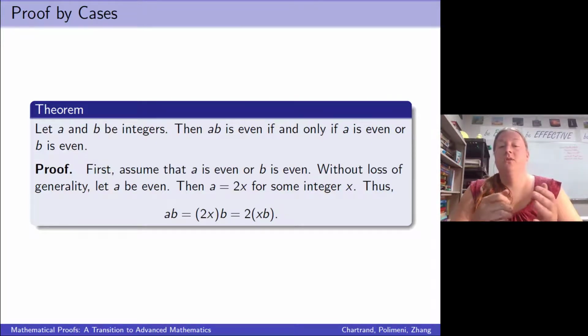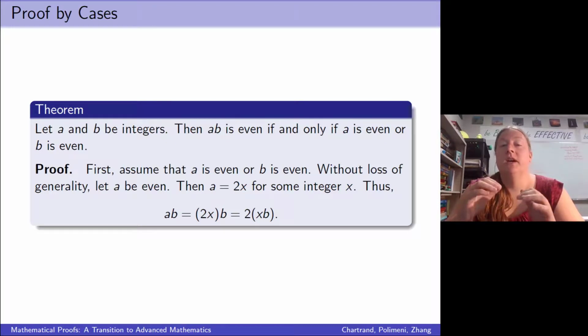So we're going to first assume that a is even or b is even. Without loss of generality, we can choose one of them to be even. So let's say a is even. That without loss of generality tells us that it doesn't matter if it's a or b that's even, the result's going to work out the same. So we're going to work, though, under the condition that a is even. So using the definition of even with respect to a, then we can rewrite a times b, and we can see that a times b is in fact even by definition.